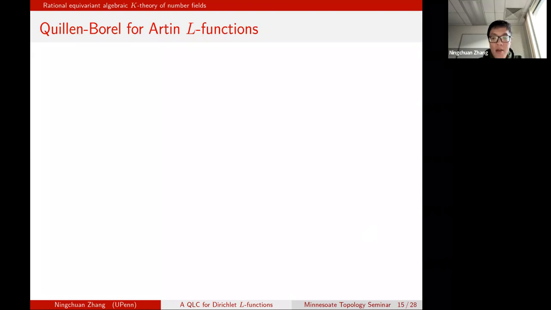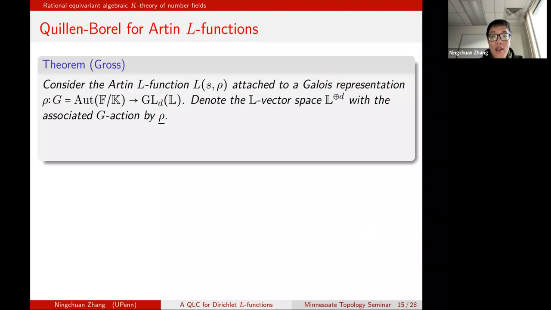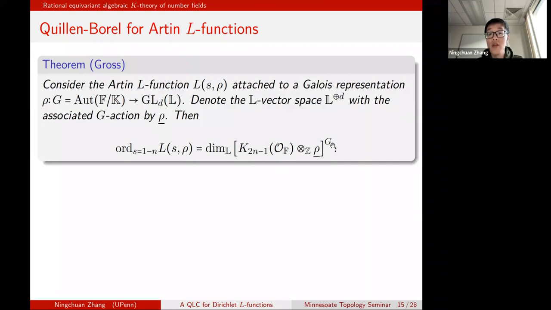And from there, Benedict Gross stated an algebraic version of the Quillen-Borel theorem for RTL functions. So consider an RTL function attached to a Galois representation rho, and denote the L vector space by rho underline. I'm distinguishing between the map and the representation. The statement is that the order of vanishing of the RTL function at a negative integer is equal to the dimension of the rho inverse eigenspace of the algebraic K group of OF. So you first twist it by rho, and you take G fixed points. That's the rho inverse eigenspace.